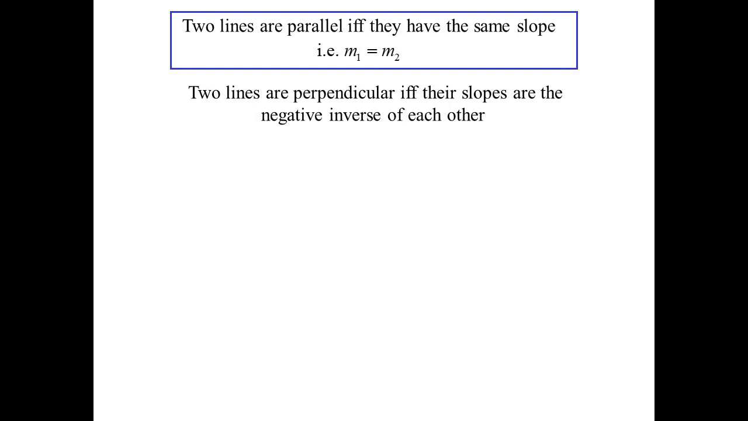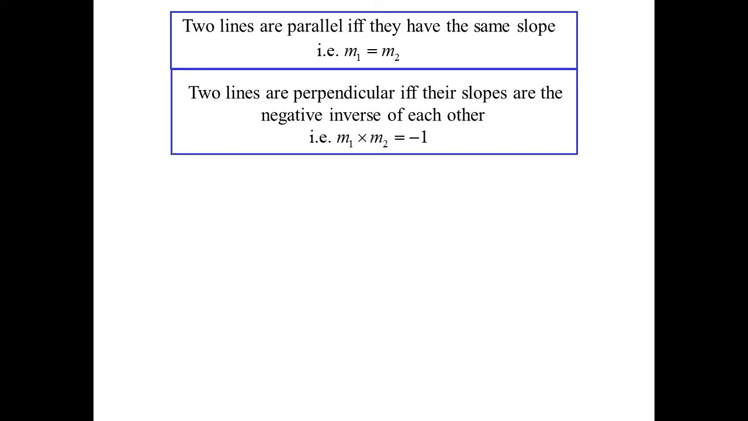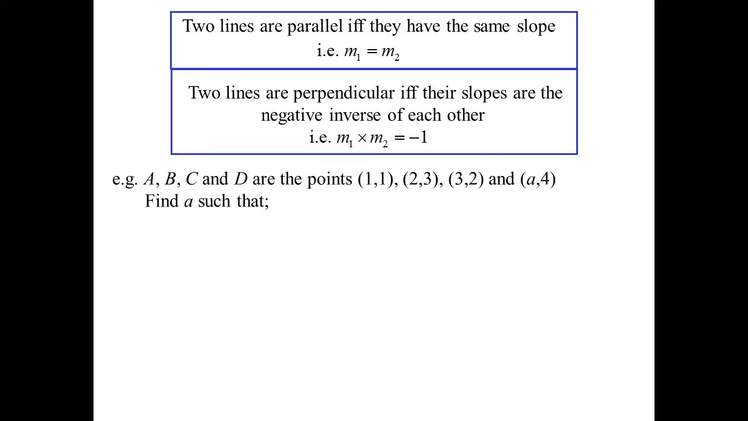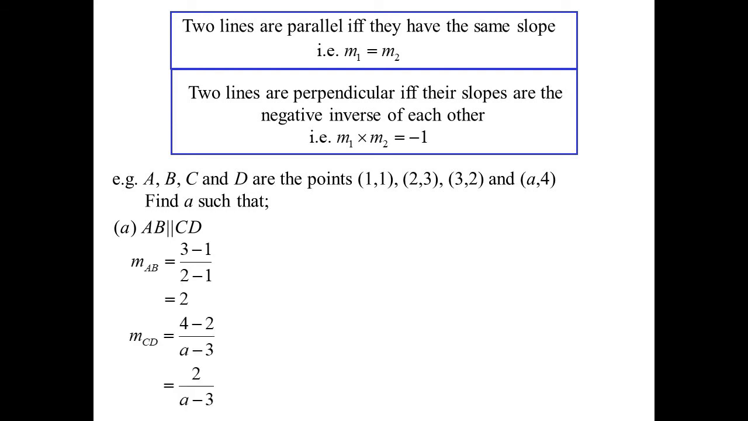Now, perpendicular lines have slopes that are the negative inverse of each other. Another way of thinking of negative inverse of each other: the two slopes multiply together to give -1. So A, B, C and D, we have these 4 points. We just don't know the x-coordinate of the fourth point there. So what would it be if the lines are indeed parallel? The fact I know is that they're parallel, so I can conclude from that their slopes are going to be the same. Slope of AB, slope of CD, well, if they're parallel, then I know.